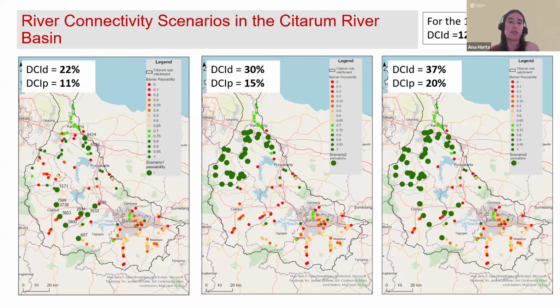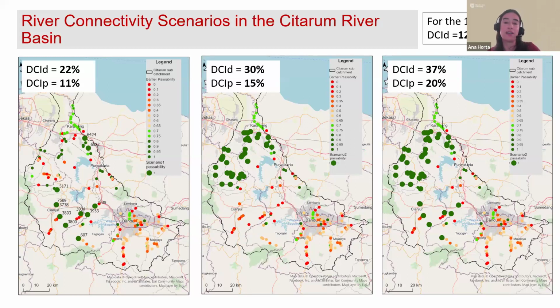And you can see going from the left to the right, the DCI increases if you start rehabilitating a larger number of barriers. So I had 12 barriers on my first scenario, which is your first image on the left, and I had 55 barriers on my scenario on the right. And of course, where those barriers are located also matters.